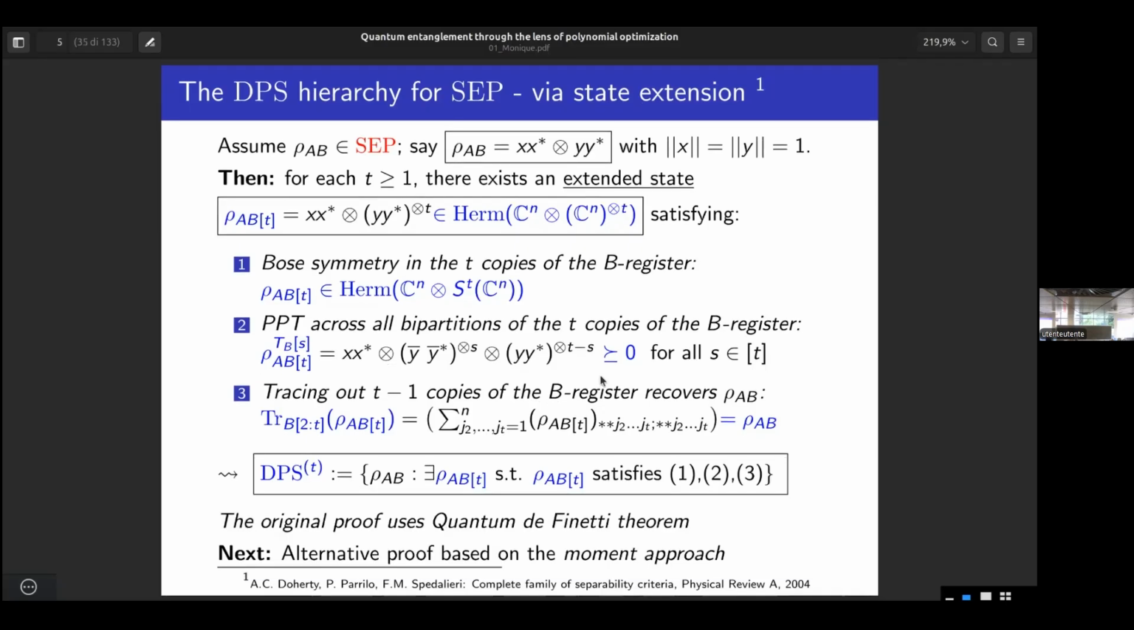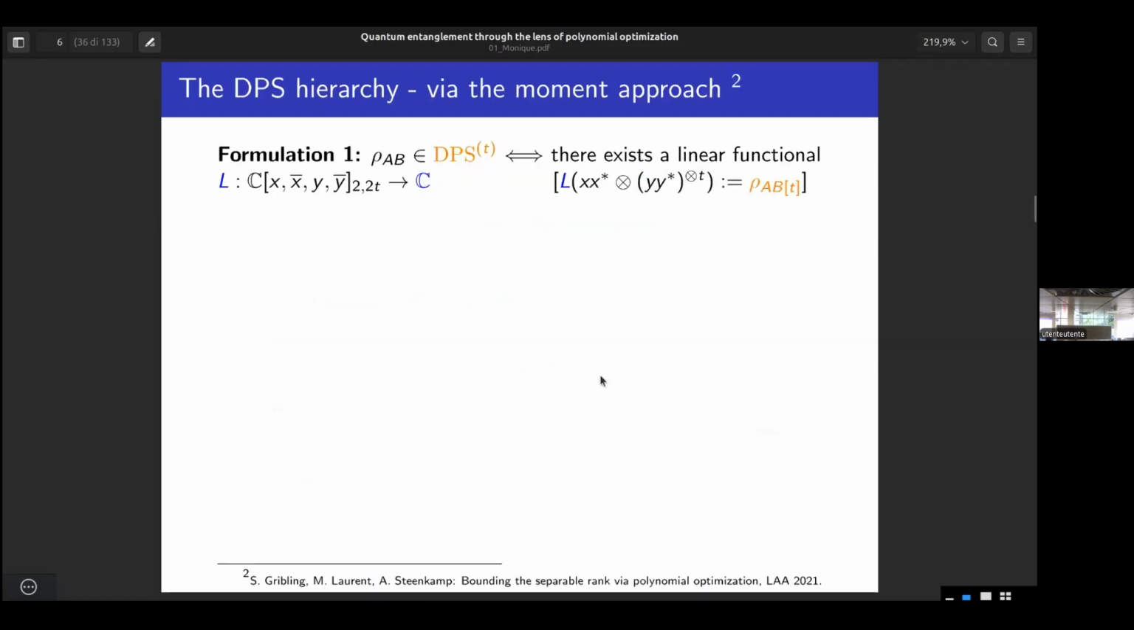So maybe just one slide to give you an insight, at least for the people who are more from the polynomial optimization community, on how to show this completeness. And also the motivation is that it is going to give us a hands-on way to code this hierarchy in a more compact way. So the starting point, I will just be a bit sketchy, yeah?